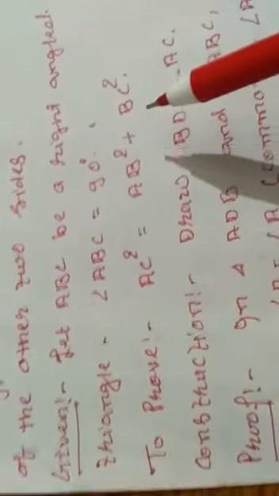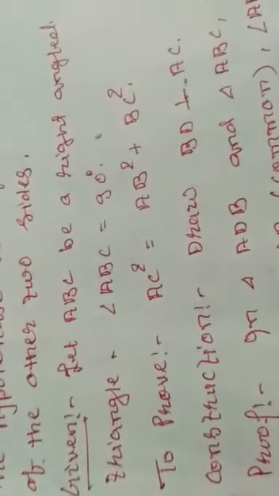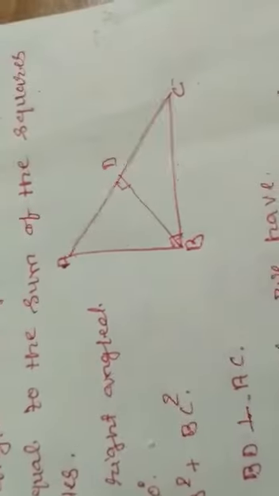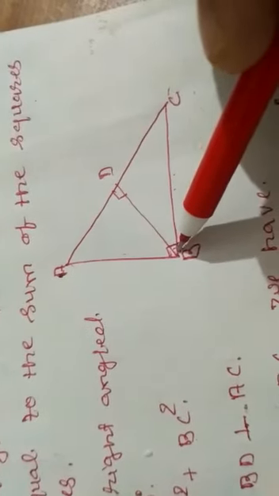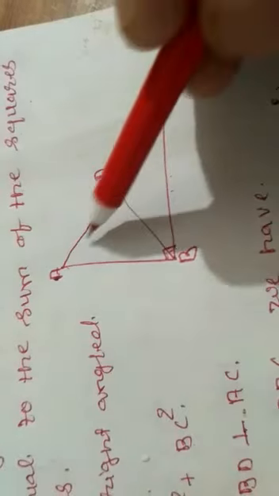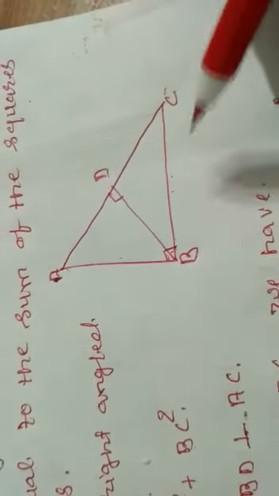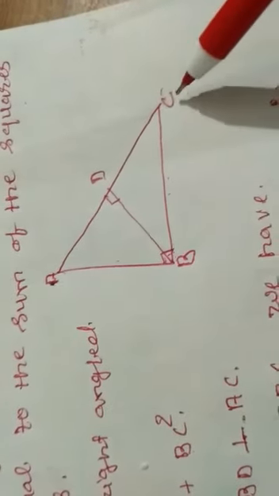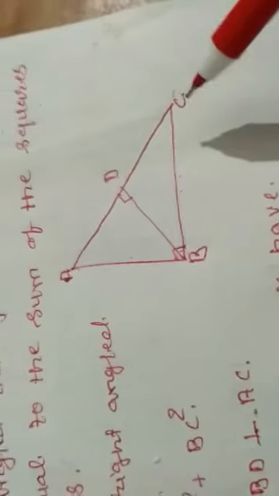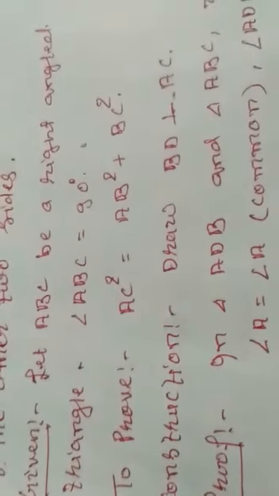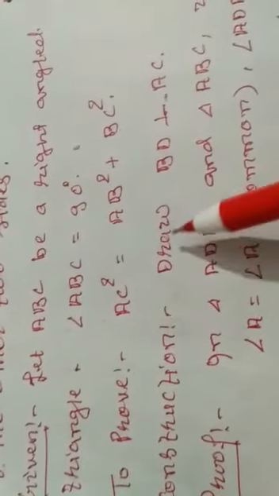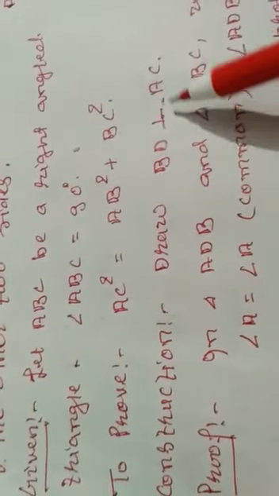Now children, we need a construction to prove it. And what is that construction? Let's see first in the figure. We draw a perpendicular line from B on the hypotenuse AC. That is, we draw BD perpendicular to AC. So here in construction, we have mentioned that: draw BD perpendicular to AC.